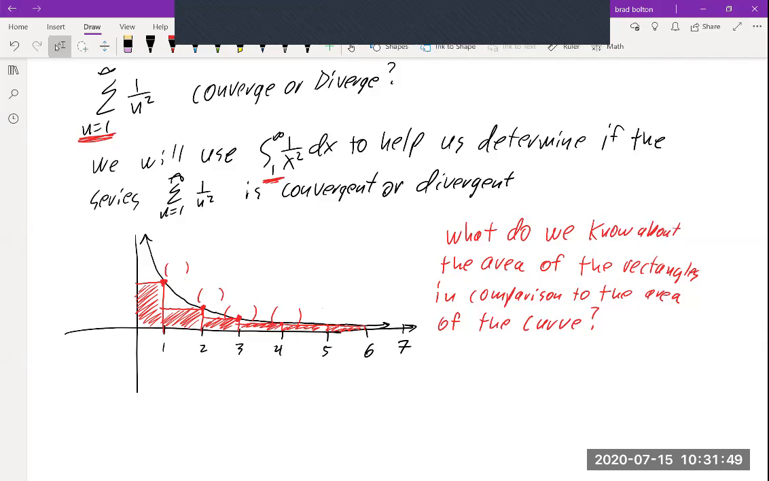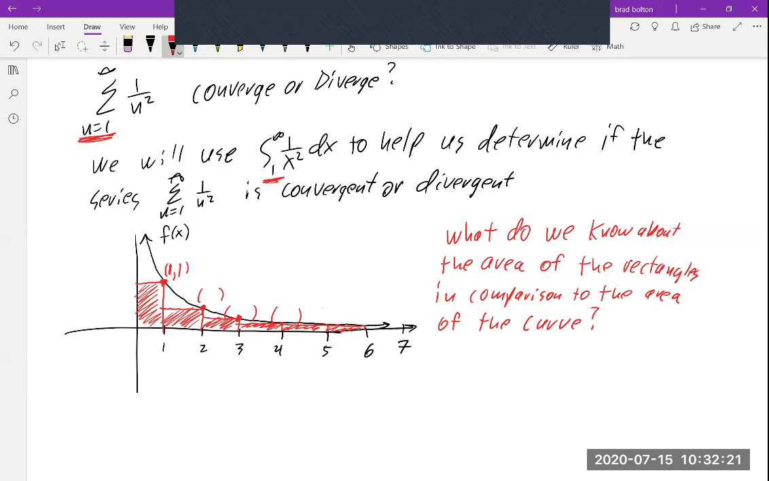So I drew rectangles with right endpoints, and I graphed f of x from 1 to infinity right here. And I'd like to find the heights of each of these rectangles and write some coordinates. So if this is the x coordinate of 1, the y coordinate would be 1, right? Let me just take a look at this real quick.